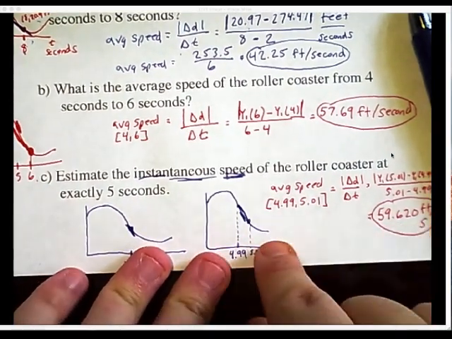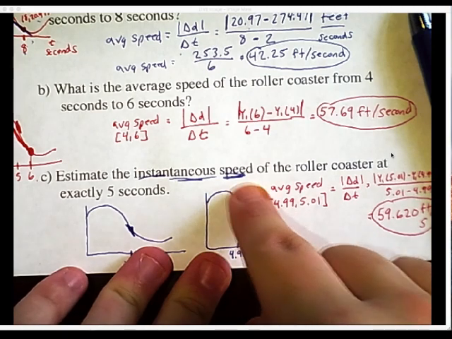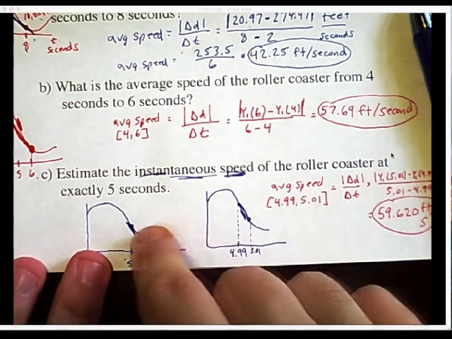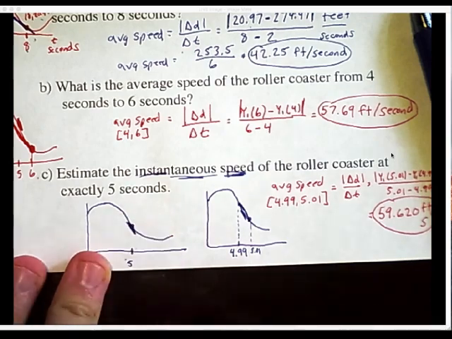If we get really, really close, then the slope of this secant line between these 2 points is going to be really, really close to the slope of this tangent line.